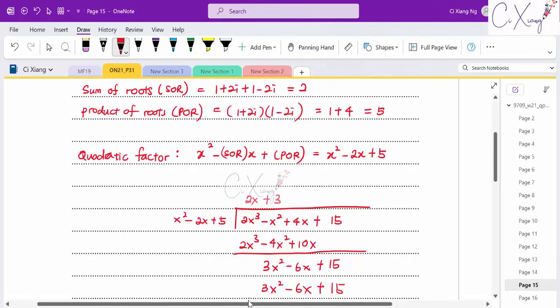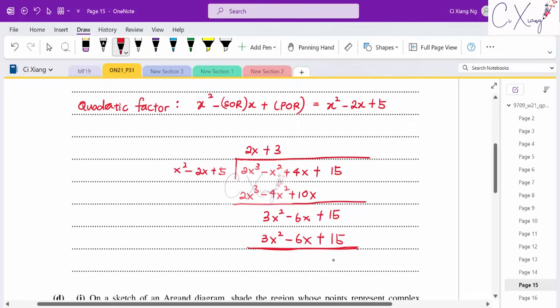So by right, you shouldn't have any remainder here after you take the term on top minus the term at the bottom. If you get some remainder here, that means something is wrong with your quadratic factor or something is wrong with your long division. Okay, so this is my quadratic factor, and then definitely this one, 2x plus 3, will be my real factor. So I will write it here. The real factor basically equals 2x plus 3. Okay, so this is what we have for part C.